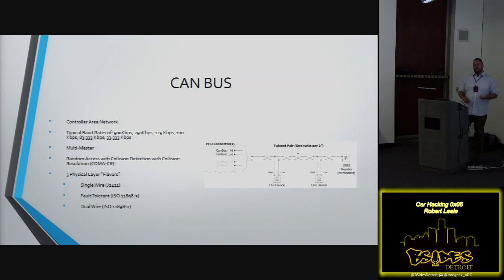There are 3 different flavors. When a lot of people talk about CAN bus, they're often talking about ISO 11898-2, which is dual wire CAN. But there's single wire CAN and fault tolerant CAN, which are used for body networks on not a lot of vehicles. GM and Honda use single wire CAN. Honda's moved away from it, but GM still does. And then fault tolerant, we see that on the Fiats and a lot of the European vehicles had that for a while. They've also moved away from it as well, and are staying with dual wire CAN.